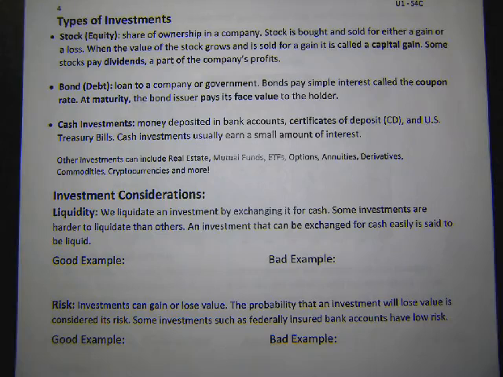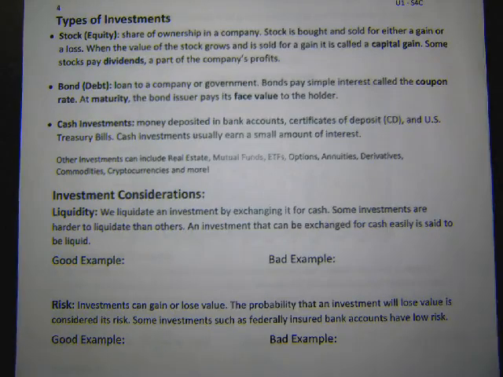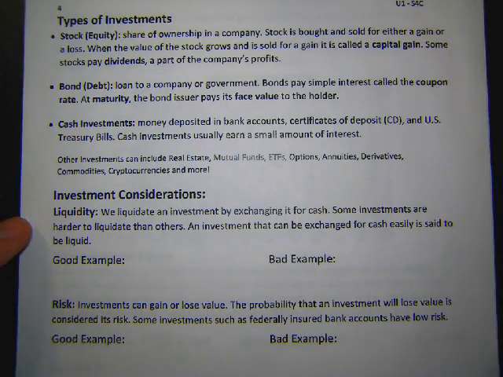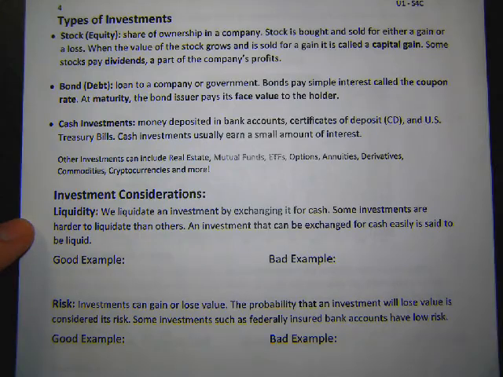Some investments are harder to liquidate than others. It's a lot harder to sell off a $1 million real estate investment than it is to sell $1 million in stocks and bonds, because you have to find one person that wants that real estate investment, versus you can sell the stocks and bonds to a bunch of different people. So you can break it up a little bit easier. Cash investments are really easy to liquidate because it's pretty much already cash. So liquidity is how easy it is to liquidate an investment. An investment that can easily be exchanged for cash is called liquid.